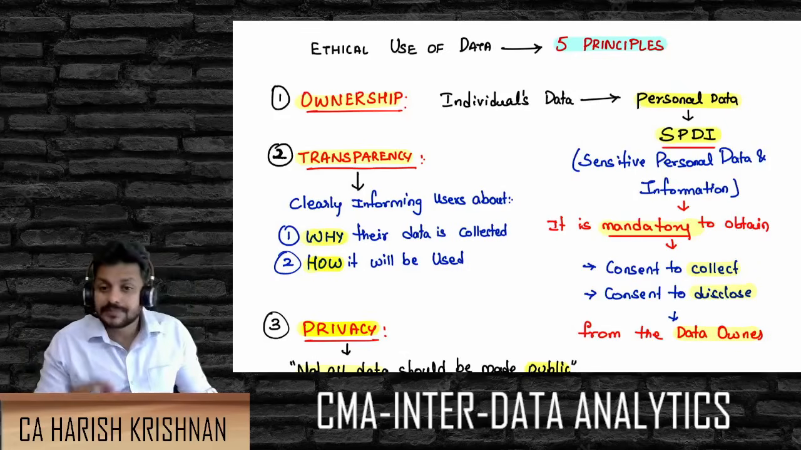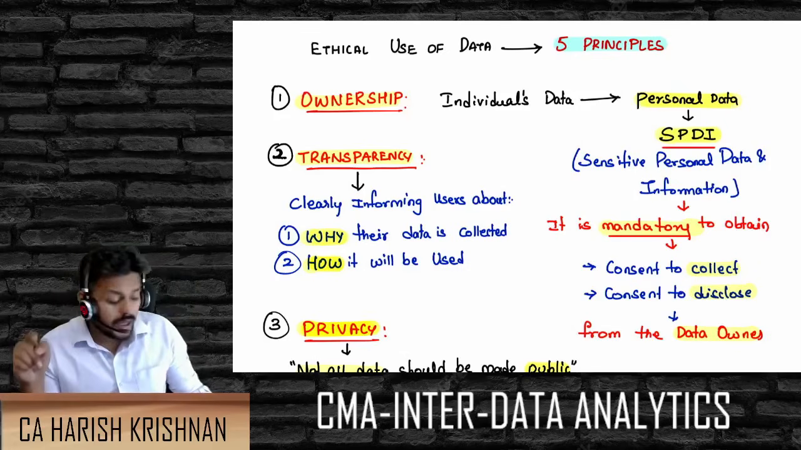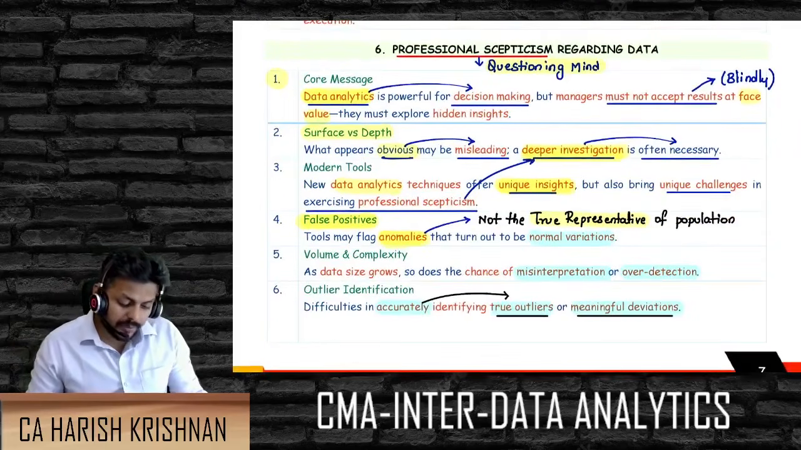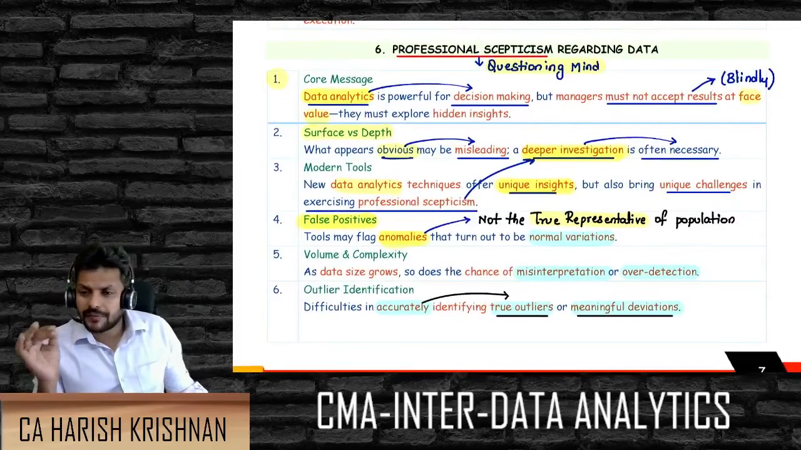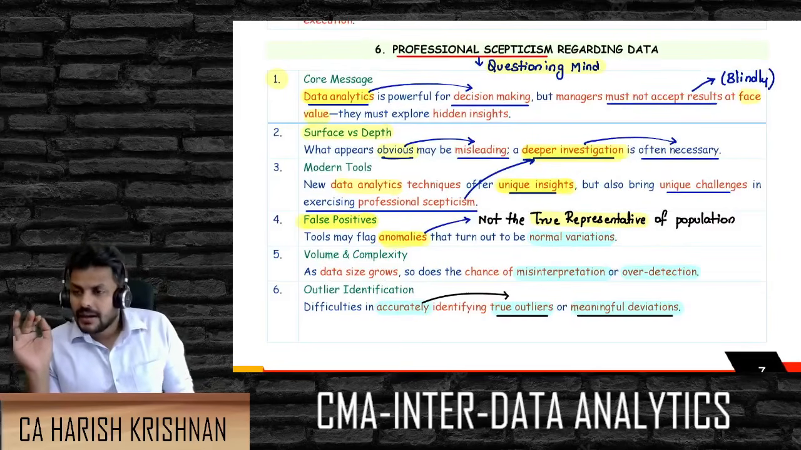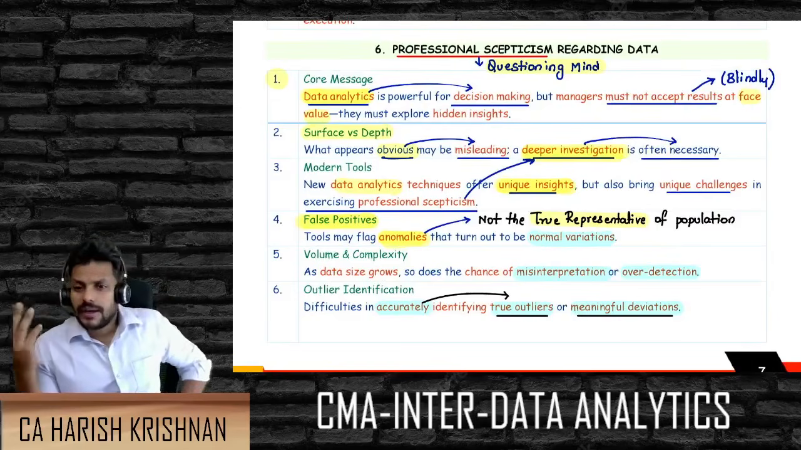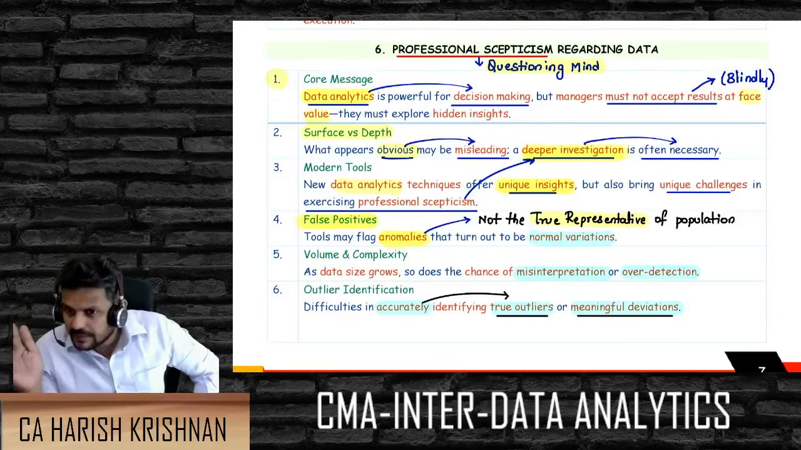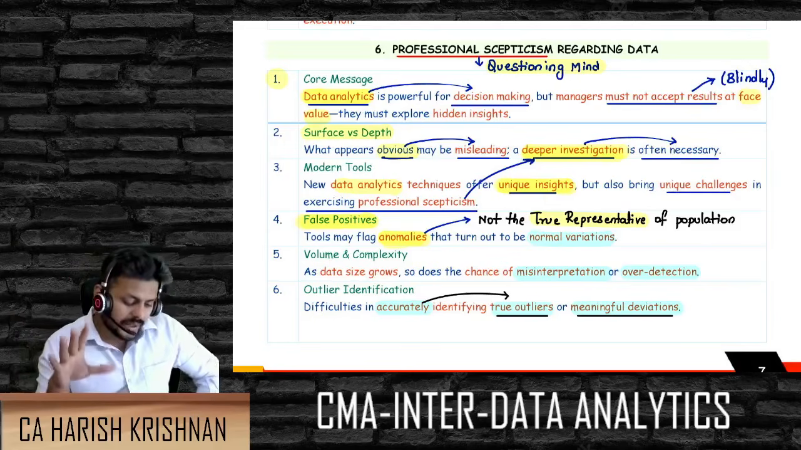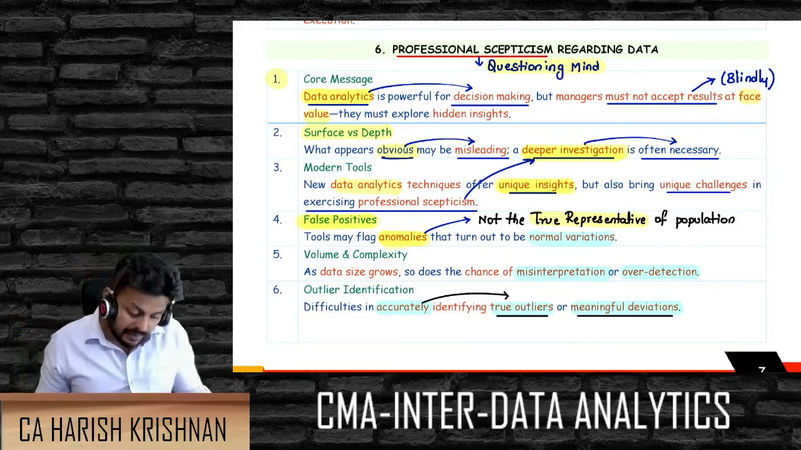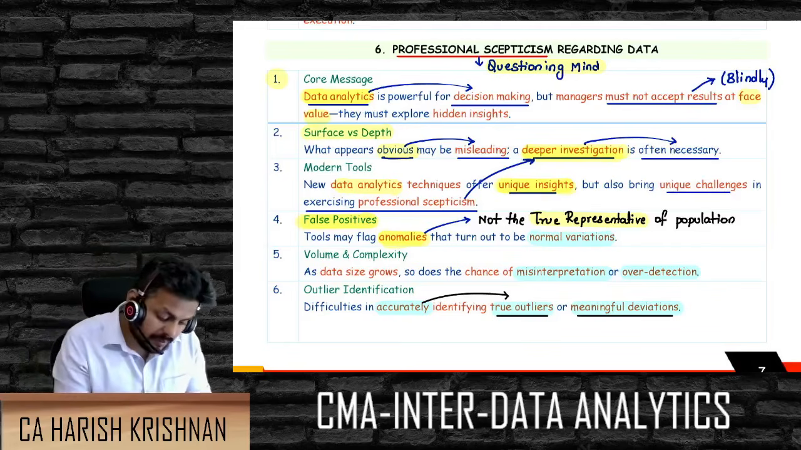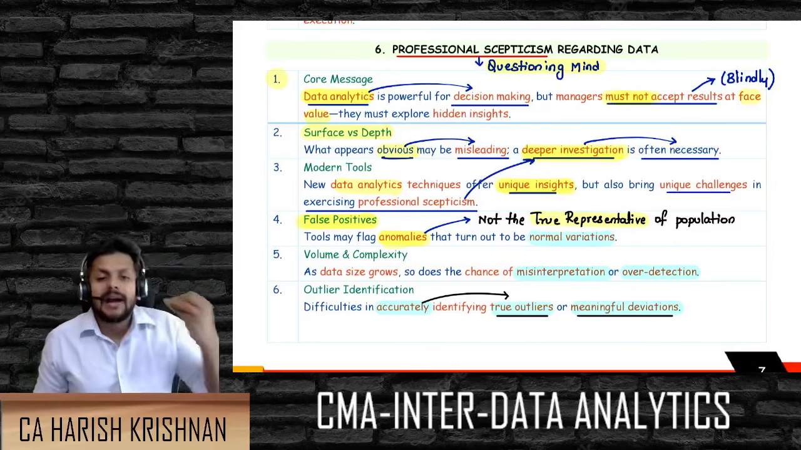There is one point called professional skepticism. You remember that? Professional skepticism regarding data. Let me bring that on your screen. Yes, this is this particular point. Just like in audit you studied about professional skepticism, having a questioning mind. Whenever you do data analytics, you are not supposed to blindly accept anything. Just like in audit, whatever comes your way, you are not supposed to blindly accept it. Data analytics is a very powerful tool for decision making, but managers must not accept the results blindly at face value.